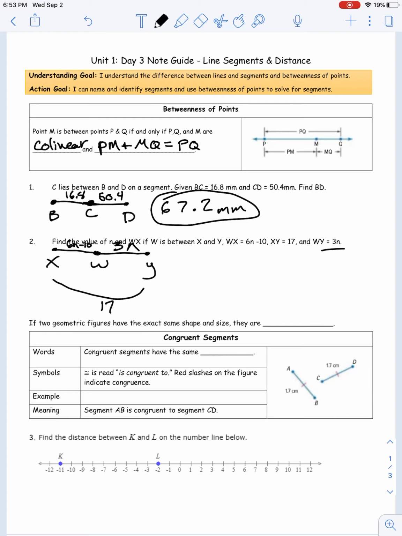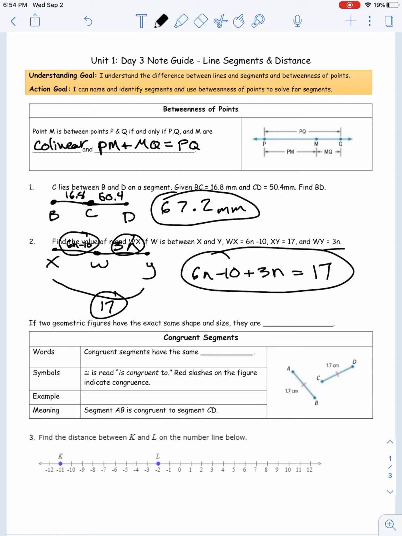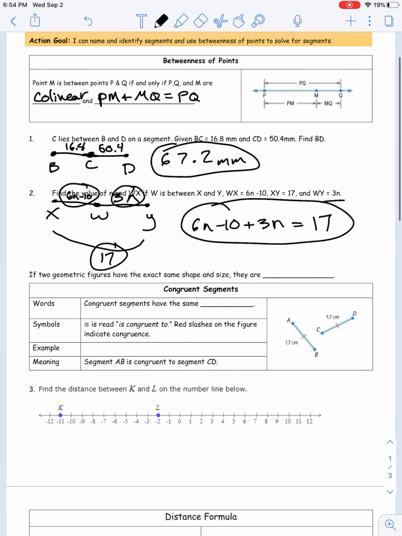In order to get that, we're going to have to set up an equation. 6N minus 10 plus 3N. Basically what I did there is I took this one and added it to this one, and I know that those two should add up to equal the whole thing, so equals 17. I don't know why I changed to X. I wasn't supposed to. It should be an N. I'm not going to go through that right now, but you are basically going to solve for N on that equation, and then you'll get your final answer.